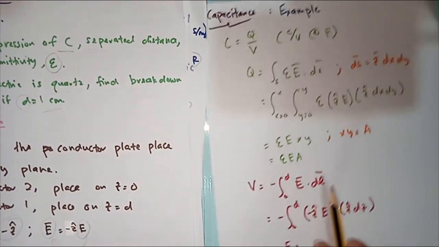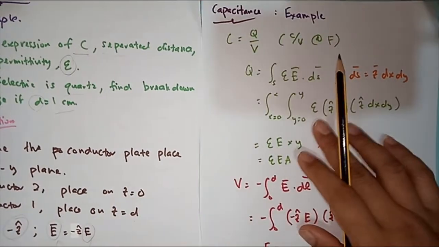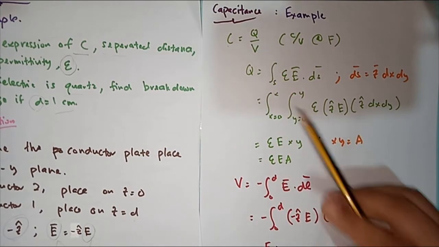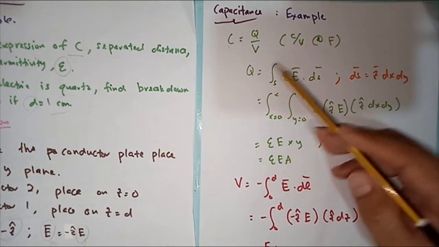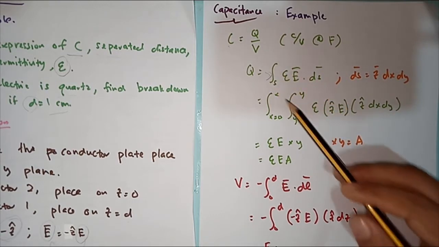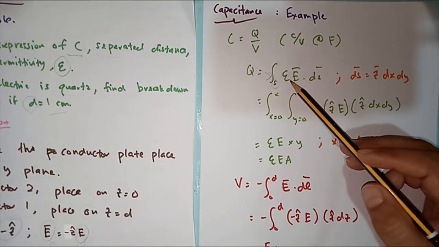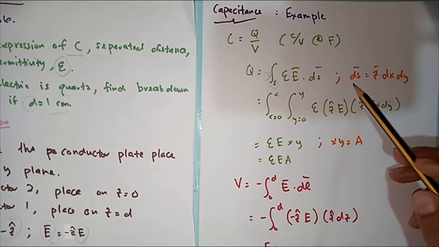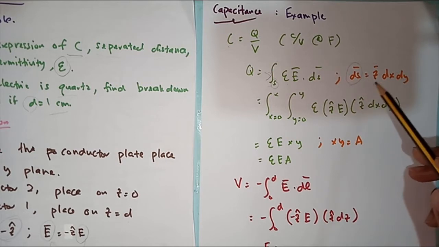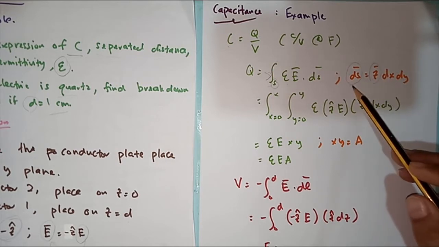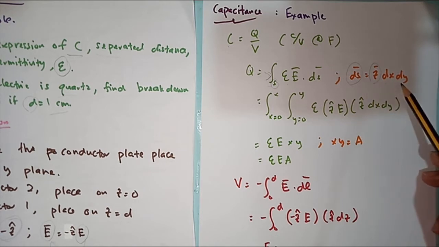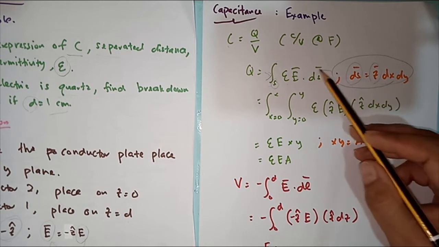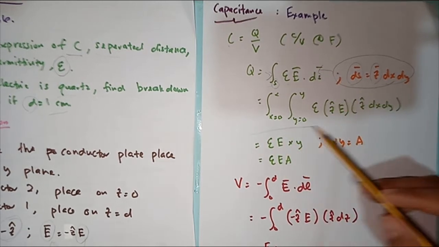Since we have the expression that represents our capacitance, C is equal to Q divided by V, and the value of Q, or the value of charge, can be calculated by using this expression. So we have a surface integration of epsilon vector E dot vector dS. In this case, the vector dS is in the Z cap direction, so dS will be equal to Z cap dx dy. When we replace all these components that we know inside this formula, then we will have this expression.